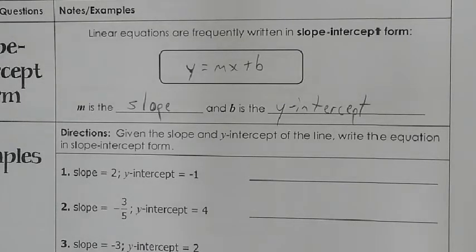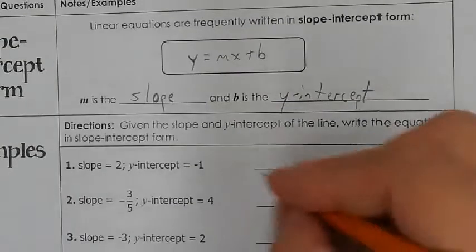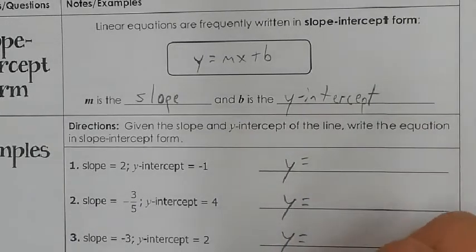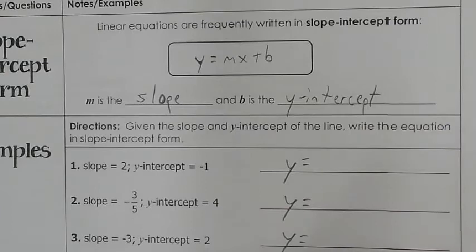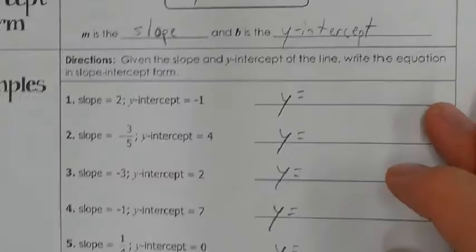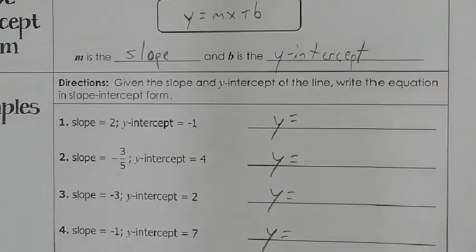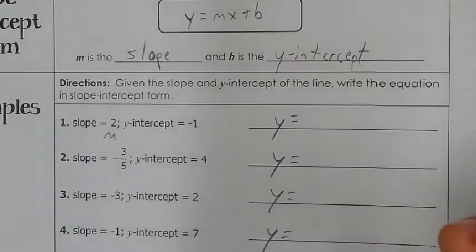So, this first part, it says, given the slope and y-intercept of the line, write the equation in slope-intercept form. So, all these are going to start with y equals. And we're going to put it in y equals mx plus b form. So, it gives you the m, which is the slope, and it gives you the b, which is the y-intercept. So, how would I write number one?